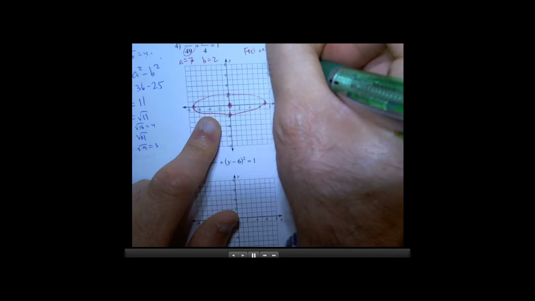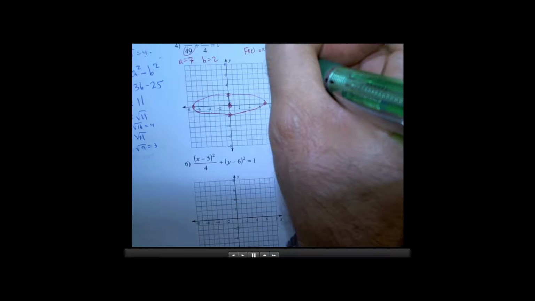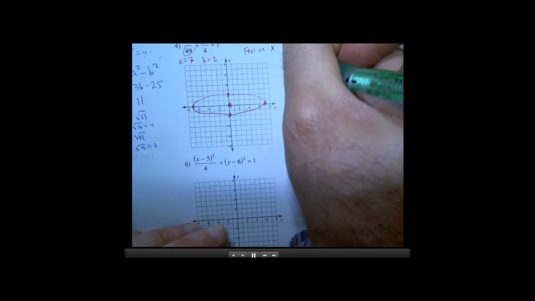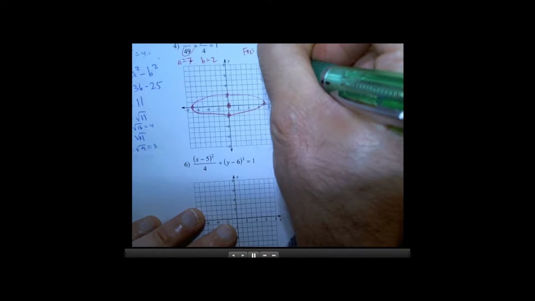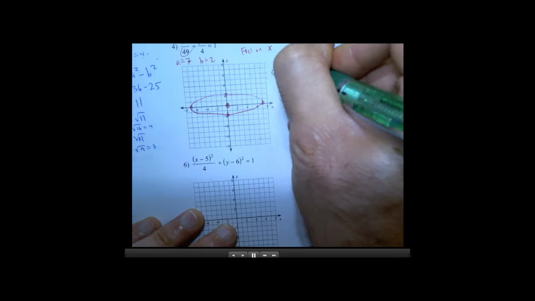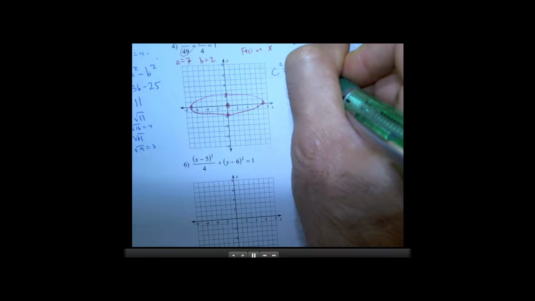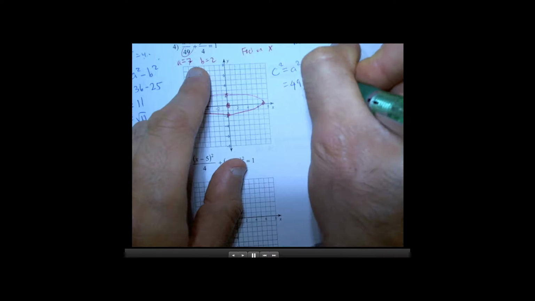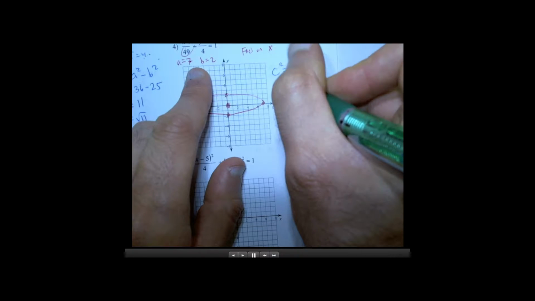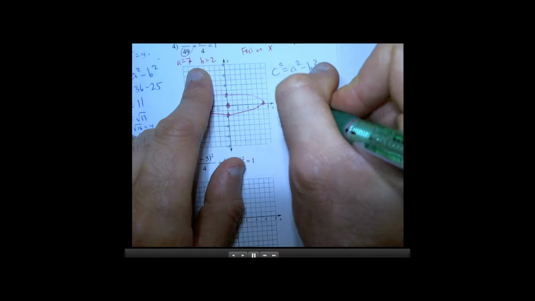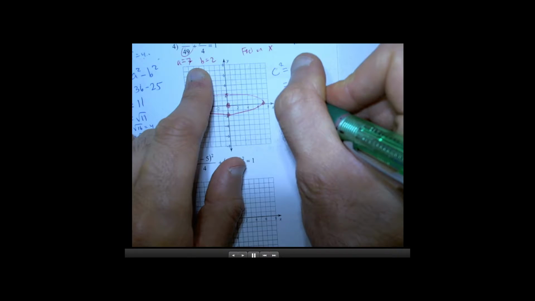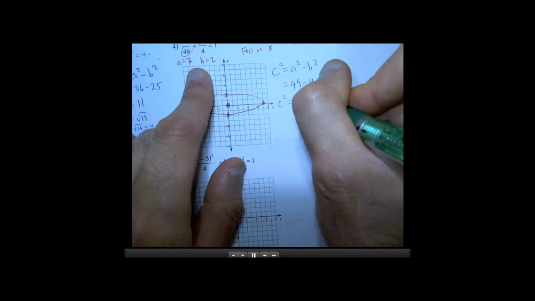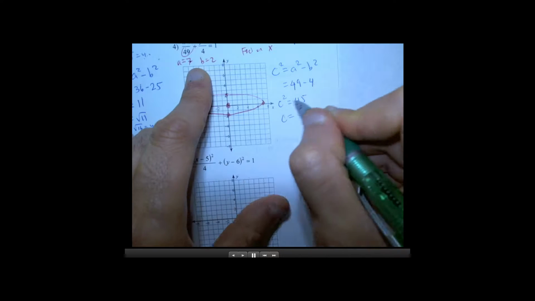Our foci. Okay, let's go ahead and figure out what our foci is. So, Carla, what is our equation again to find the foci, to find C? All right, correct. So we plug that in. We get 49 minus 4. So, Carla, what is our C then? So C squared is 45. So if I square root both sides, what do I get for C?